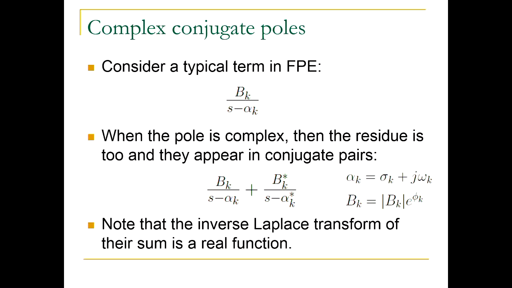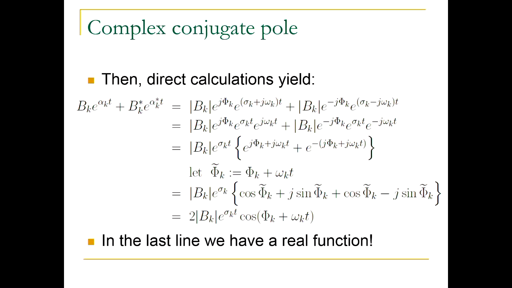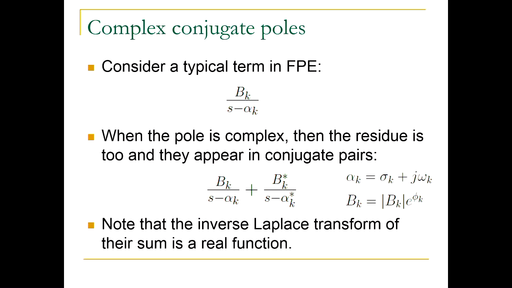So if you look at pairs of bk and alpha k with their complex conjugates, then you can carry out a calculation by saying, well, now bk times e to the alpha k t plus bk conjugate times e to the alpha k conjugate t is in the end a function that looks like this, and all of these numbers are real. So follow these steps. This is simple algebra using the representations of complex numbers in this way.